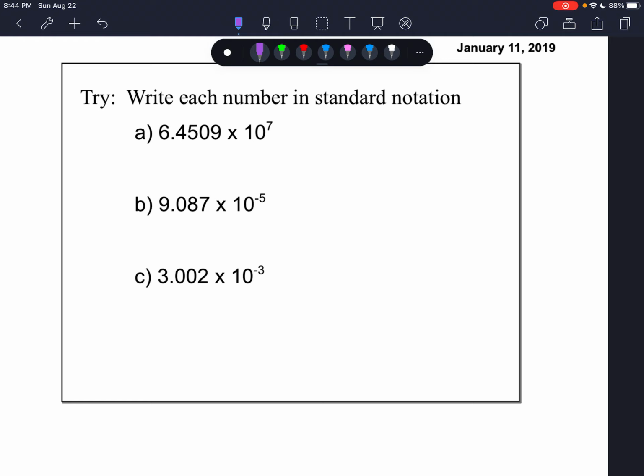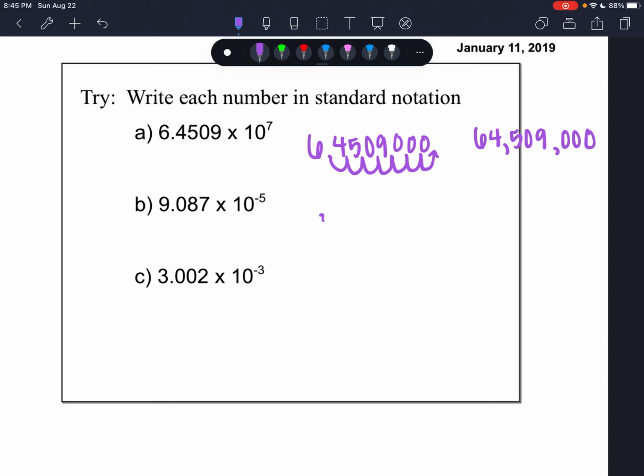Okay, I'm going to assume if you're listening to this that you are ready to check your answers. So for our first one, we should have gotten, and I'm going to show my work here as I'm getting my answer, because it's a little bit harder for me to do in my head. 1, 2, 3, 4, 5, 6, 7 times to the right. Fill with some zeros. You should have gotten 64,509,000 for your first answer.